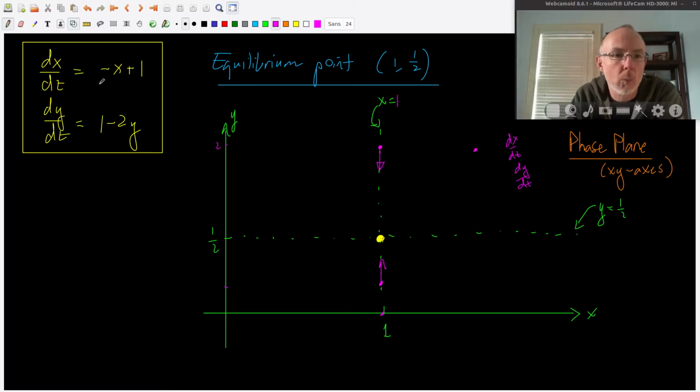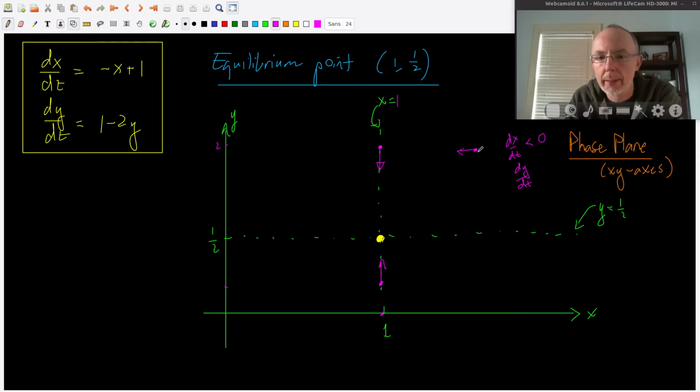So if x is bigger than 1, then this is going to be negative. For example, x here might be 2. If I plug 2 in, I get a negative number. So the rate of change of x is negative. Sorry, dx dt is negative. If I plug in a number bigger than 1, this quantity is negative, so x is decreasing. If x is decreasing, then I'm moving to the left, because that's what it means for x to decrease.